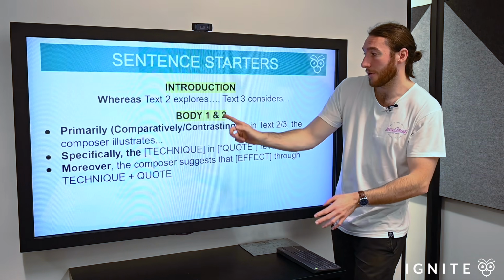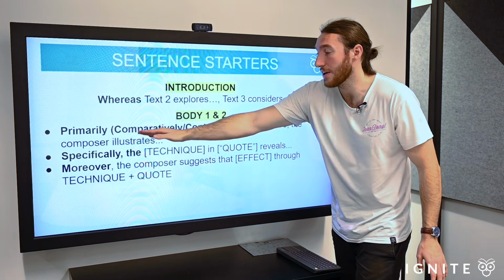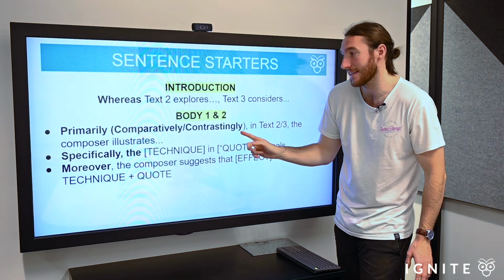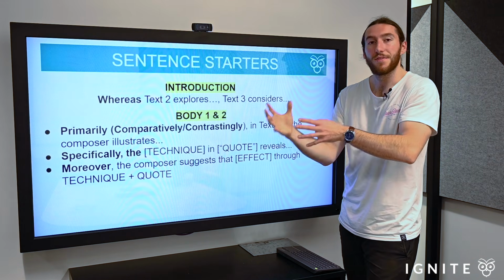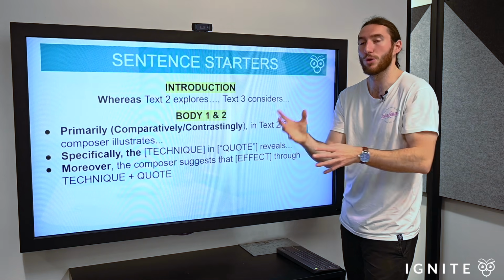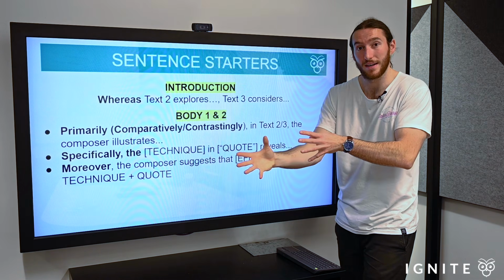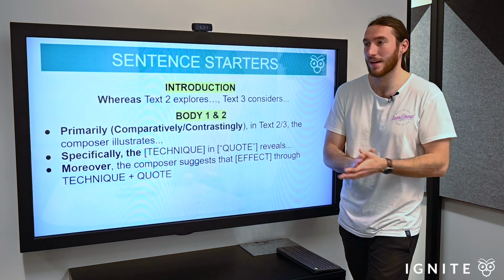In the next body paragraph, body 2, you can then use a term like "comparatively" or "contrastingly" and go and compare the second text to the first by looking at a new aspect or a different aspect, and you'll repeat the exact same process there.